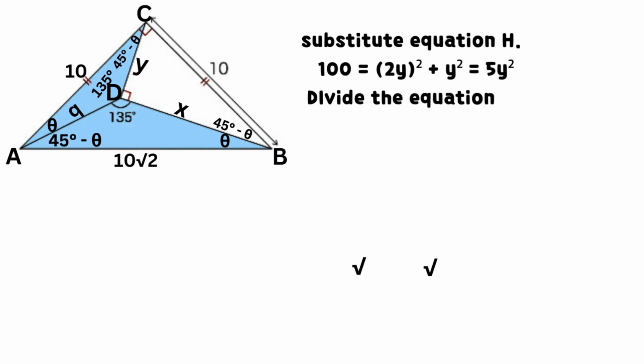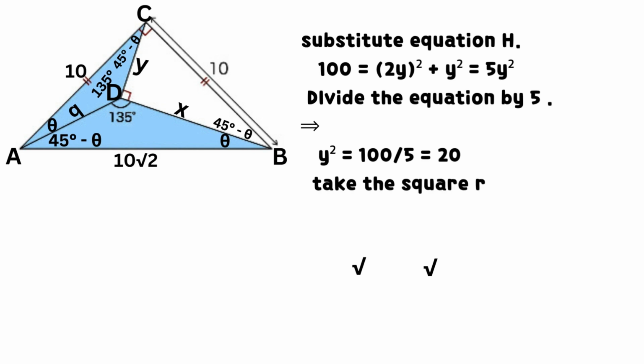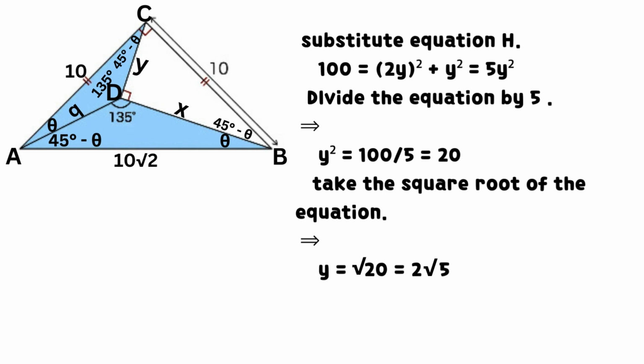Substitute equation H. 100 equals the sum of the square of 2 times y and the square of y, which equals 5 times the square of y. Divide the equation by 5. It implies that the square of y equals 100 divided by 5, which equals 20. Take the square root of the equation. It signifies that y equals the square root of 20, which equals 2 times the square root of 5.